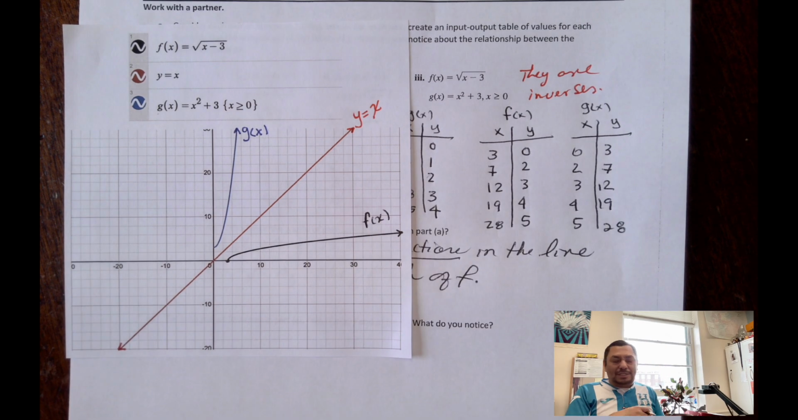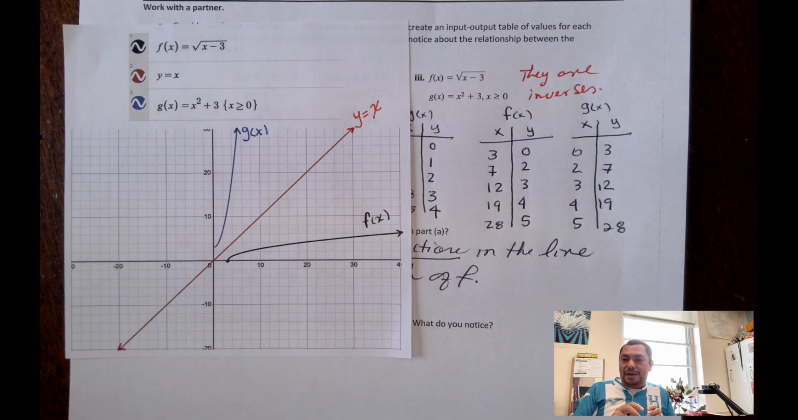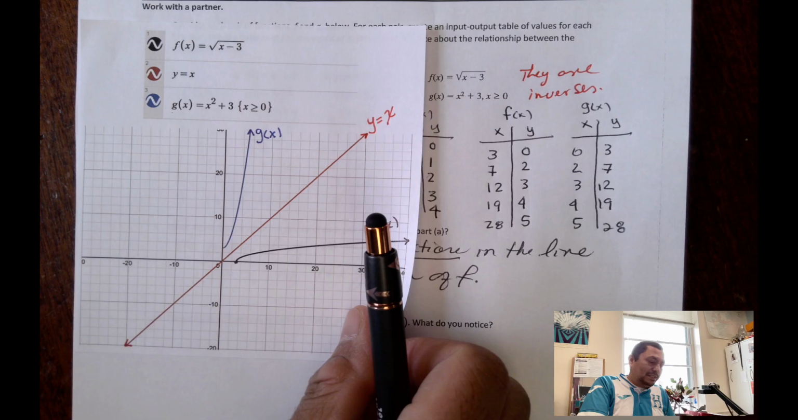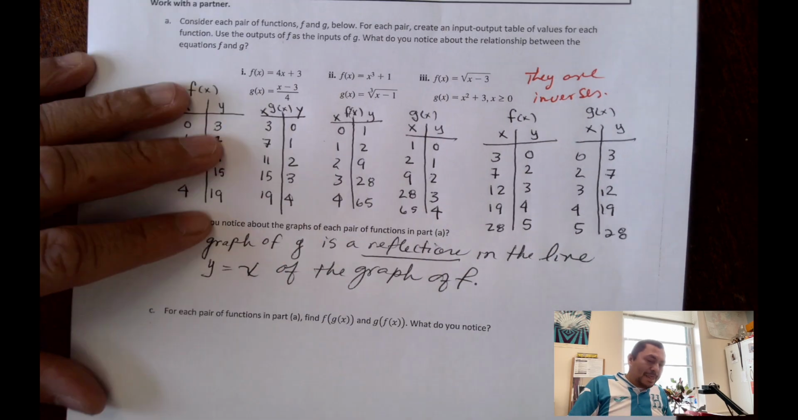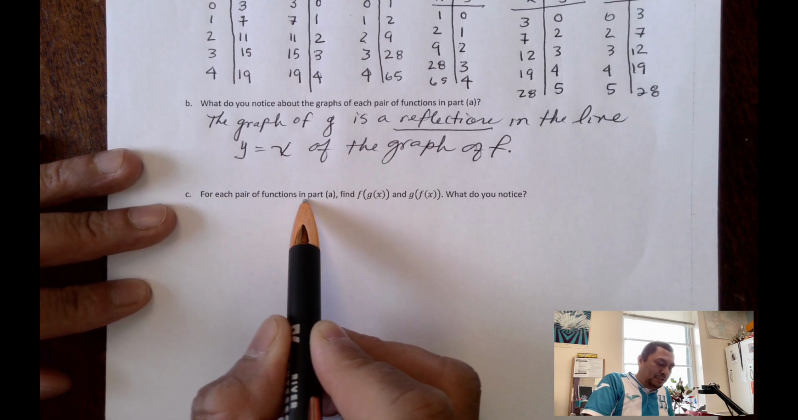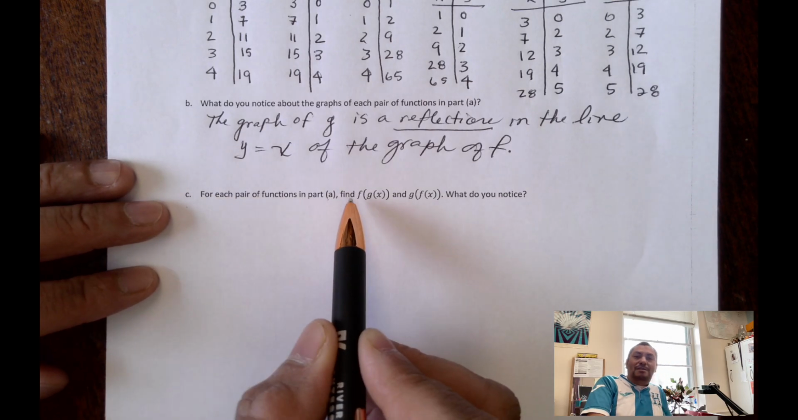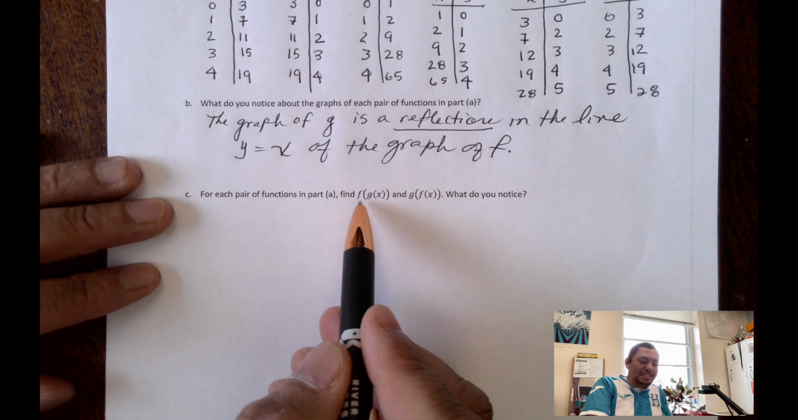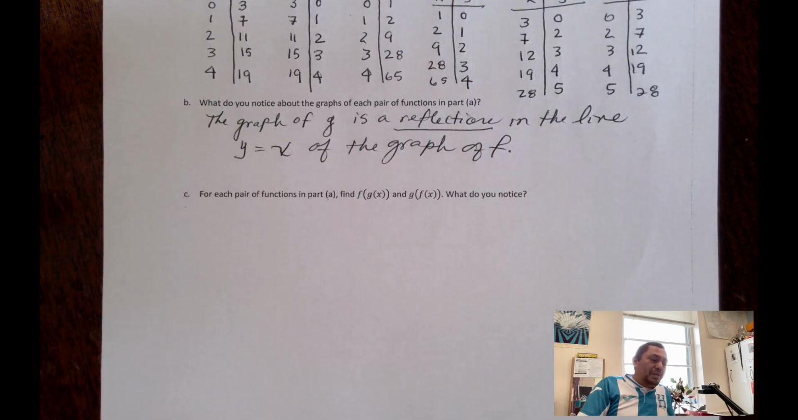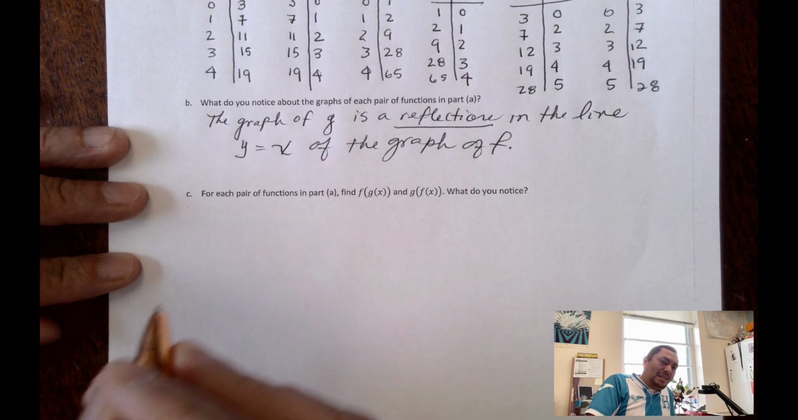Remember that in the previous lesson, the domain of the composite function was affected also by the domain of the original function. So that's what's happening in this lesson also. Okay, so for C, what we have: for each pair of functions in part A, find the composite f of g of x and g of f of x. What do you notice? Okay, so I'm going to do what we did in the previous lesson.